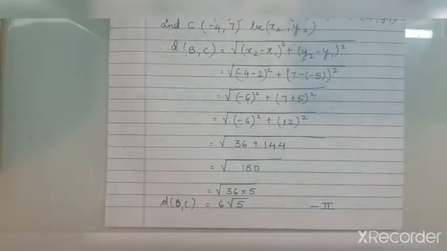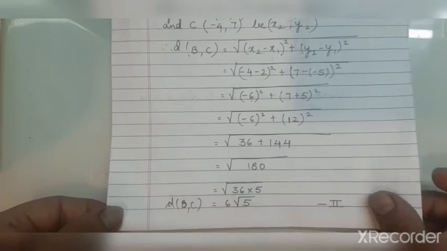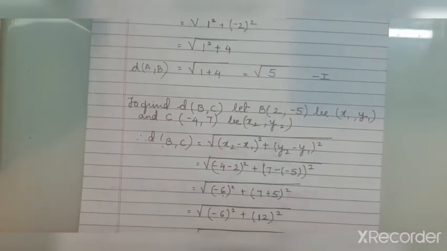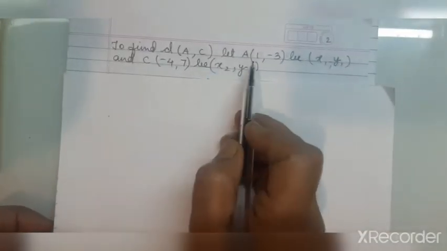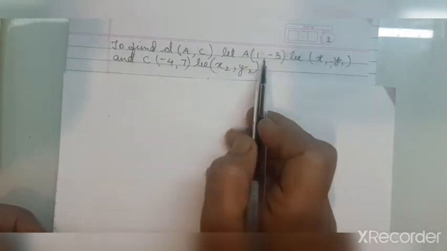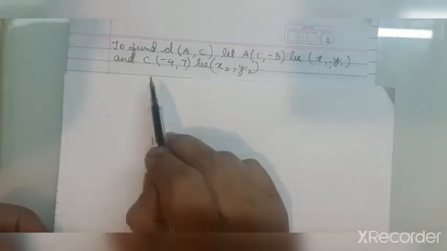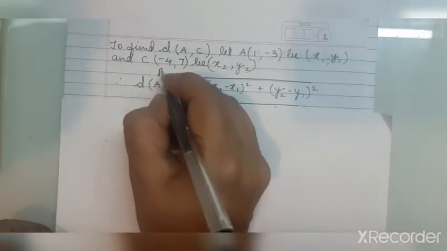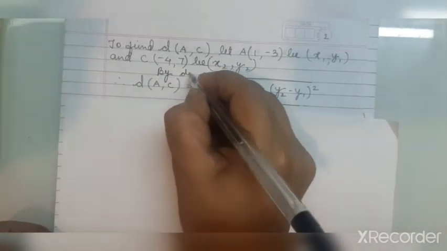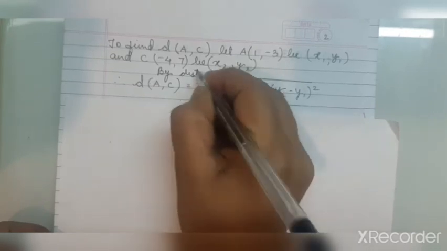Now we got distance AB and distance BC. We'll just note it down. And then after this, we have to find the third distance, that is distance AC. Again, same method. Since we want point A and point C, we will take point A as x1, y1, and point C as x2, y2. By distance formula, as I told you, please mention which formula.